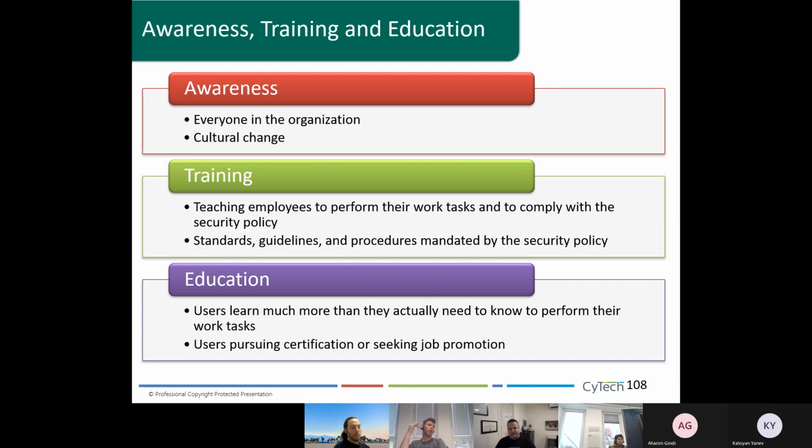Okay, just going back on this because this is important. The difference between awareness, training, and education is this. Awareness is for everyone in the organization, and the more the merrier. Maybe you want to write it down somewhere.